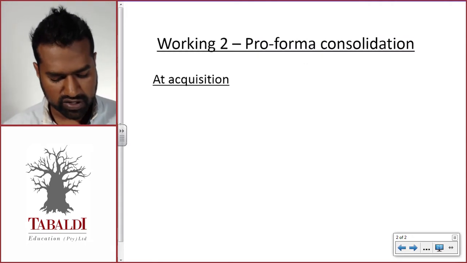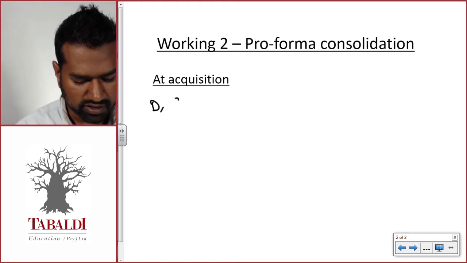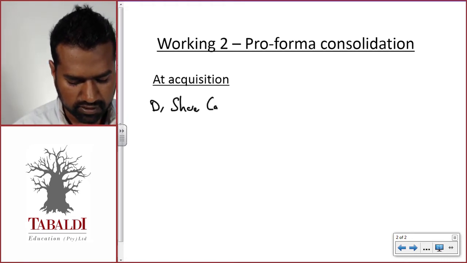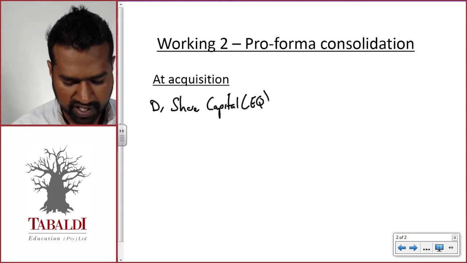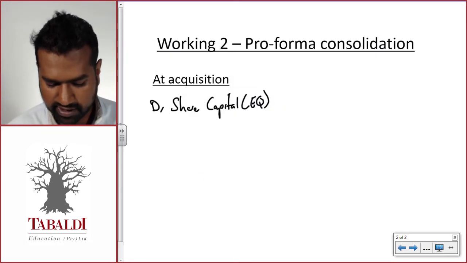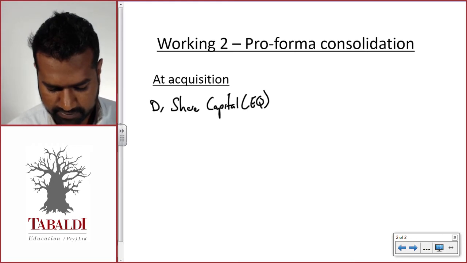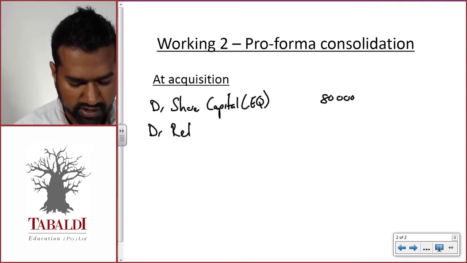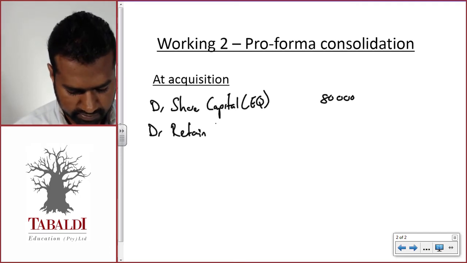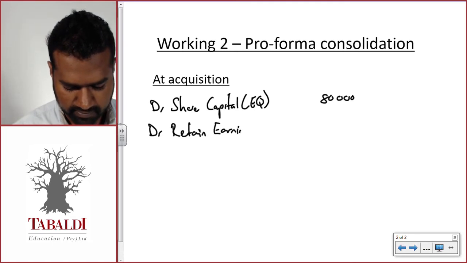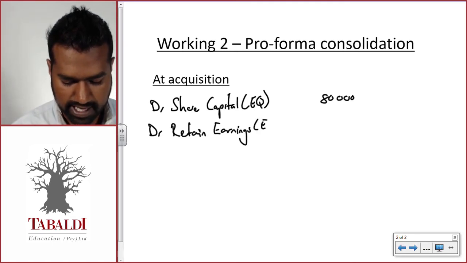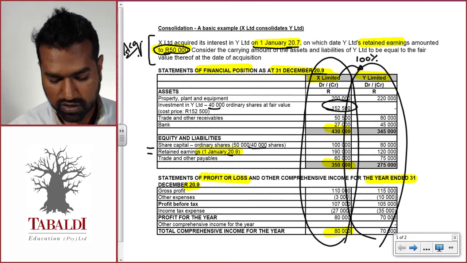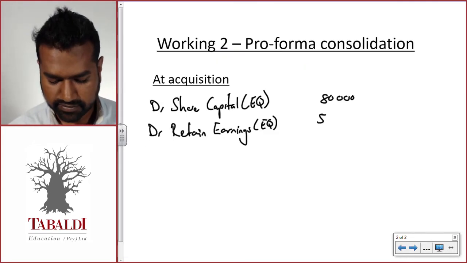So, to remove our share capital, we're going to debit share capital, flowing through equity, and that amount was 80,000 Rand. We're going to remove our retained earnings as well, so debit retained earnings flowing through equity. And that amount as of the date of acquisition was 50,000 Rand.